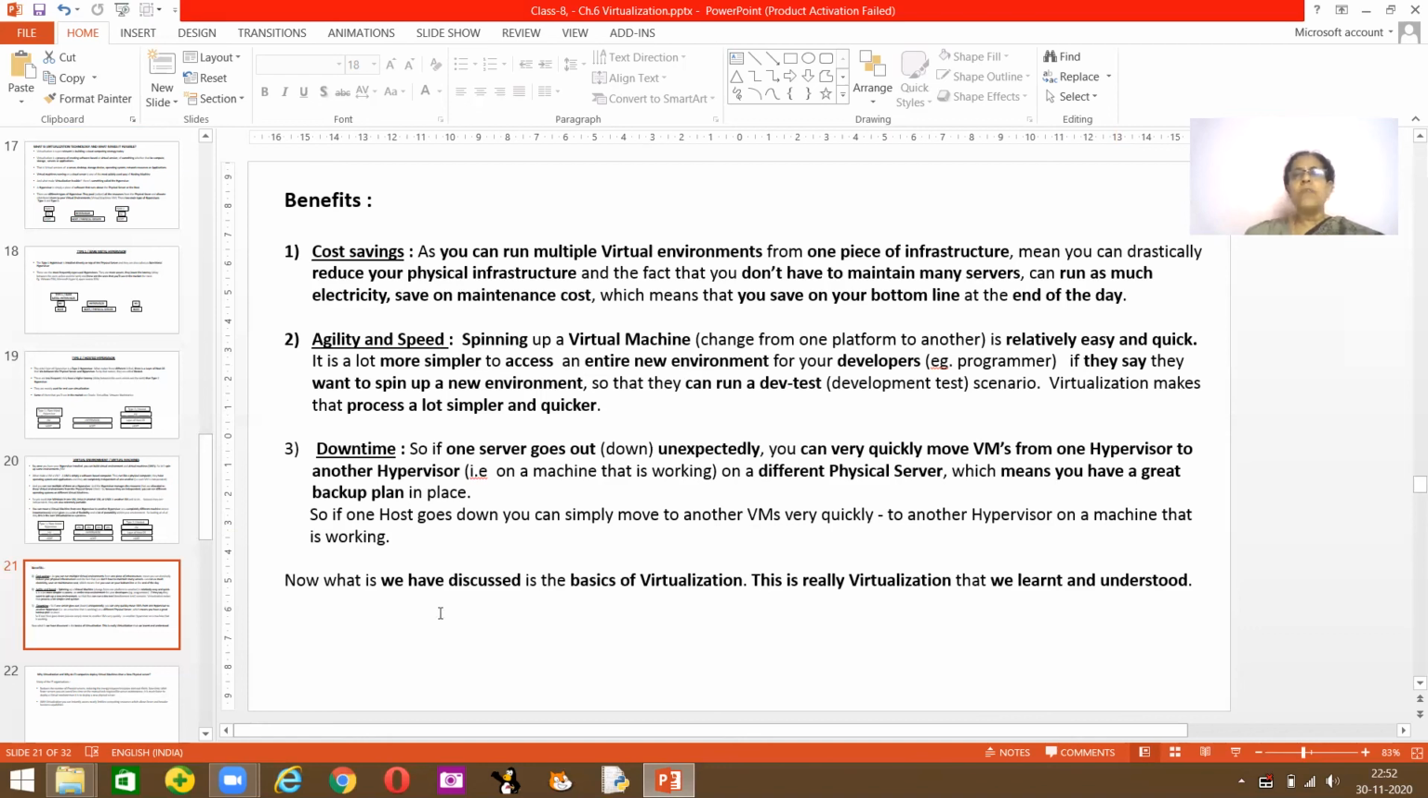So now what all we discussed till now, this is all the basics of virtualization. I hope you understood what is the meaning of virtualization, how it's working. Okay, so this is real virtualization.